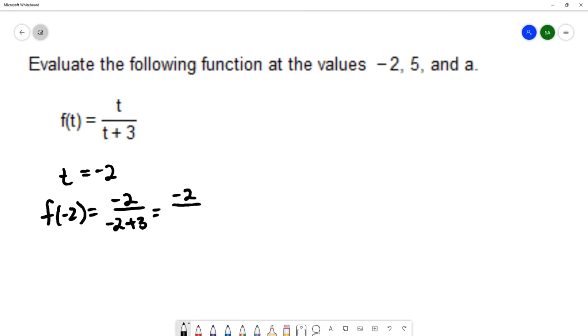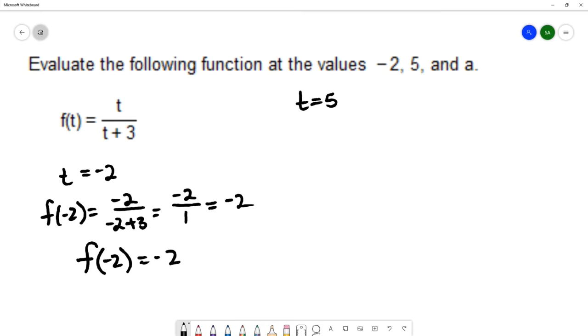And we're going to follow order of operations, so I'll simplify what's in the bottom of the fraction. -2 plus 3 is 1, and -2 divided by 1 is -2. So we'll do the same thing for a value of 5. Let me just recap here. We found that f of -2 is -2. So we evaluated the function at -2.